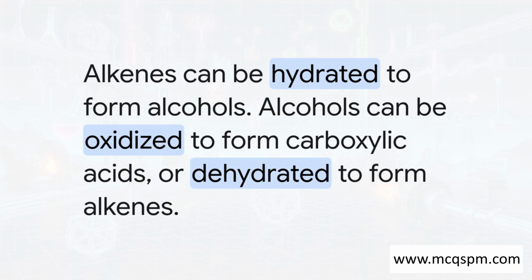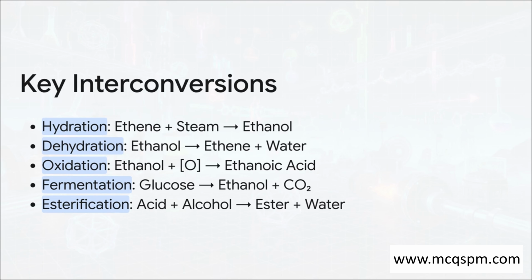We can start with an alkene, add some steam, and boom, we've made an alcohol. From there, we can oxidize that alcohol to make a carboxylic acid. Or we could even go backwards and dehydrate the alcohol to get our alkene back. It's all connected. Okay, guys, pay attention, because this slide right here is pure gold for your revision.